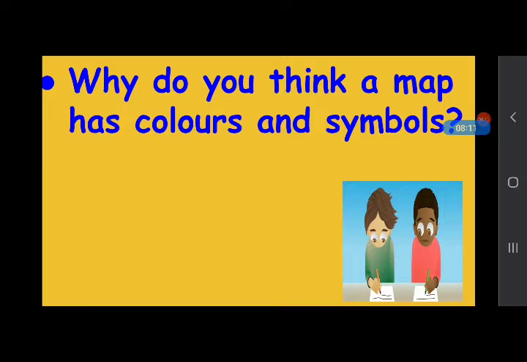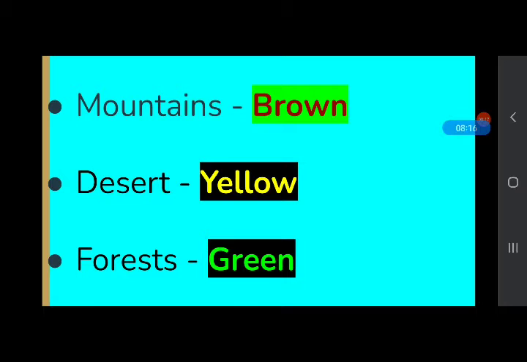Now answer, why do you think a map has colors and symbols? So a map is a representation of many places on earth. It will be impossible to find anything on the map if everything looked the same. All water bodies are marked in blue color, mountains are in brown, deserts in yellow, and forests in green color. All capital cities are usually marked with a black dot. Therefore, all maps have different colors and symbols to mark various places, which help us read them easily.